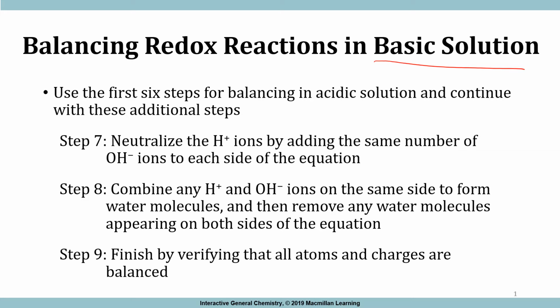So in step 7, we neutralize the H plus ions by adding the same number of OH minus ions to each side of the equation. And then we combine those H and OH ions on the same sides to make water molecules. And then we just cancel out water molecules on each side. And then we go back and verify all the atoms and charges are balanced. So I'll show you an example of this.